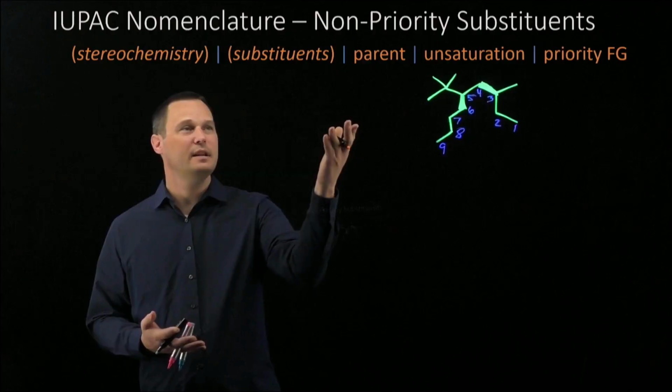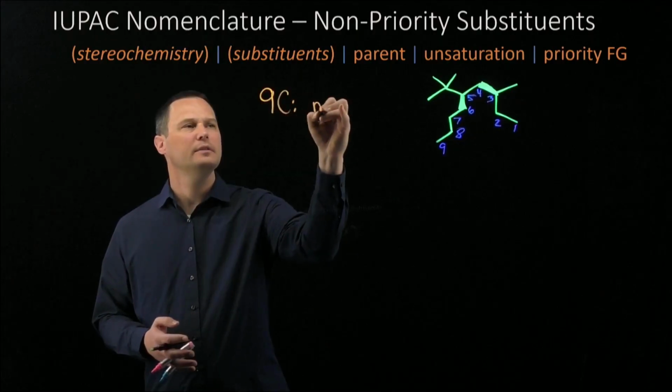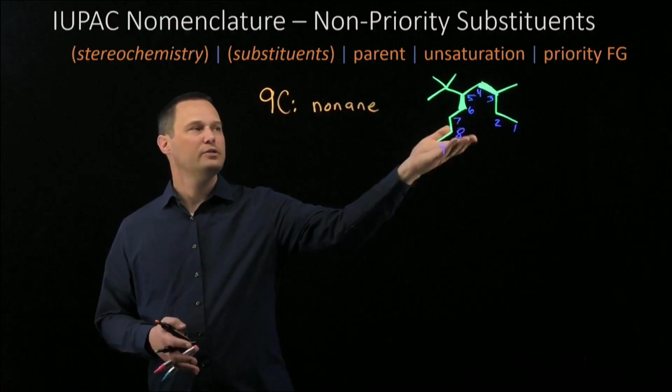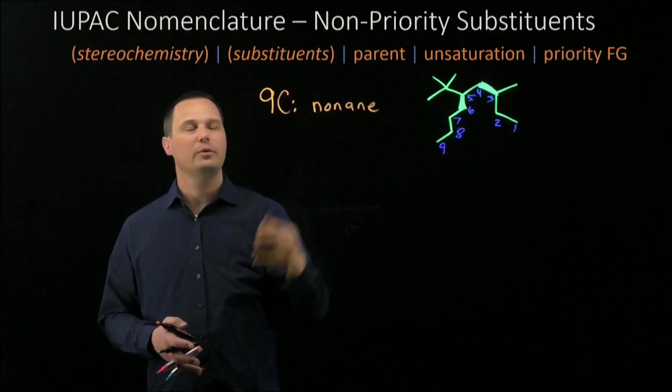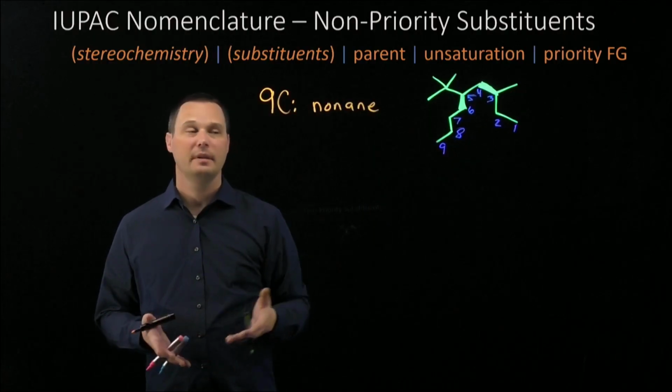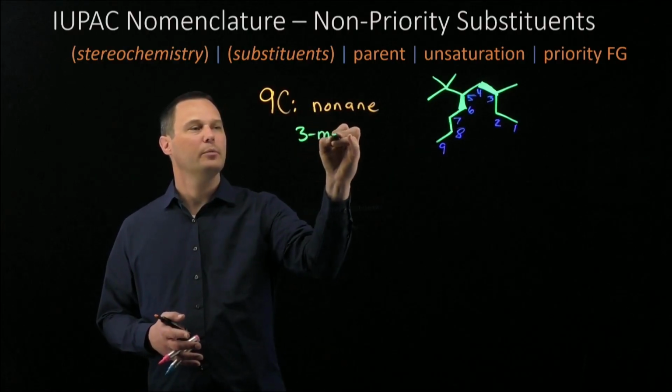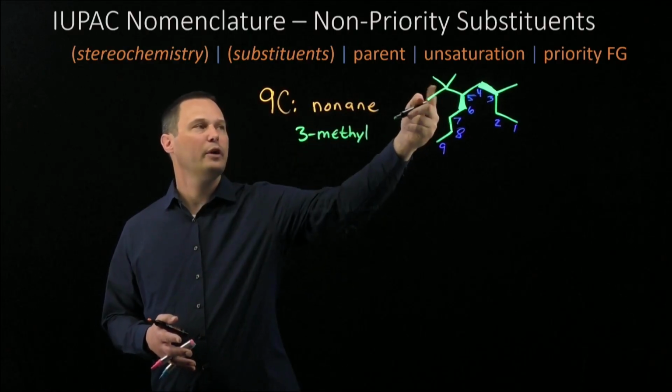The next step is to name the parent hydrocarbon. With 9 carbons in the parent chain, this parent hydrocarbon is going to be nonane. The molecule has no unsaturation or priority functional group, so we do not need to update the parent name. Next, we list the substituents and their location. At carbon number 3, we have a methyl group. At carbon number 5, we have a branch substituent.